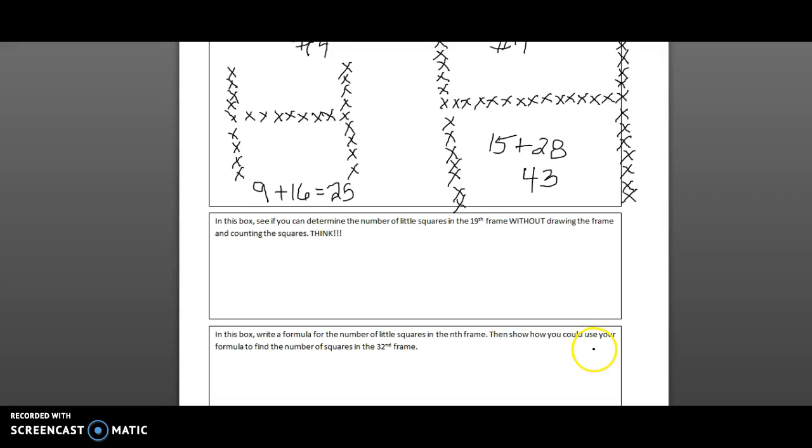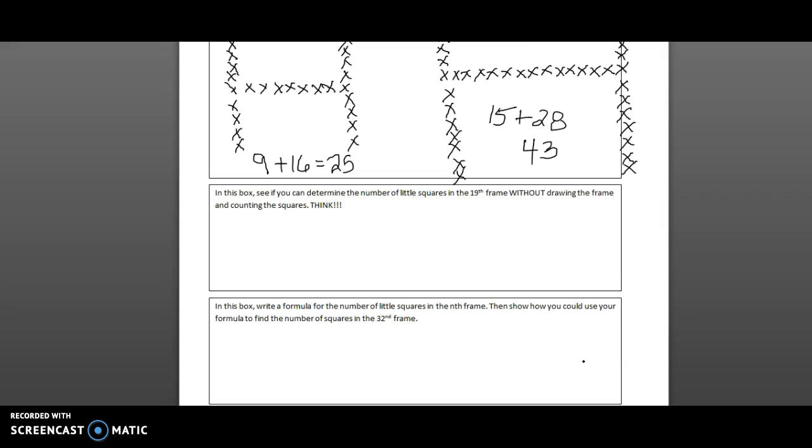Okay, so now we want to do the 19th frame, and I'm not going to draw the X's, but I am going to kind of draw the skeleton or the outline of what the pattern would look like, because I think the visual helps most people to do this. So if I'm doing the 19th frame, then my horizontal line, right here in the middle, is going to be double 19, which is 38, plus 1, or 39.